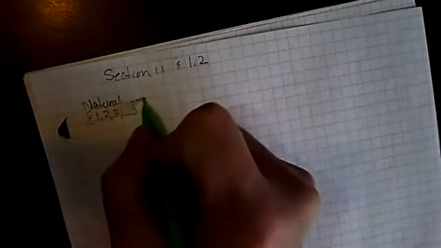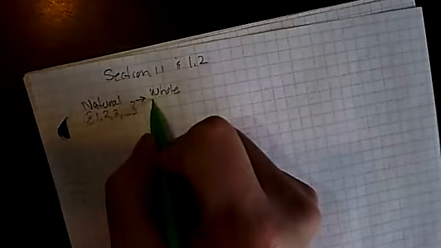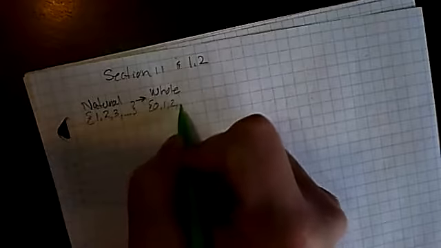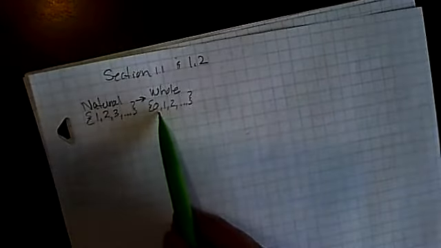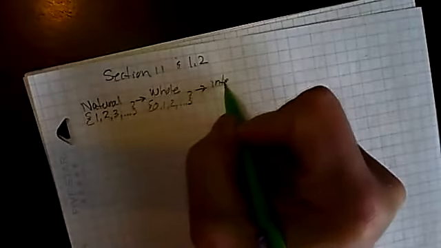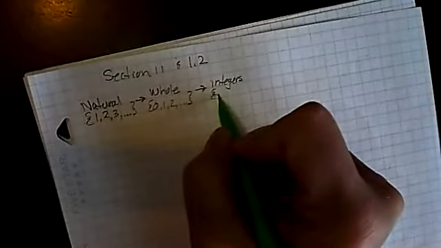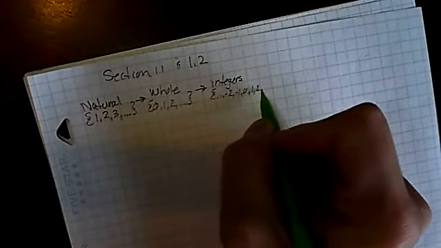All right, then we have whole numbers. And whole numbers are the same. They include all natural numbers, but they also include 0. So they are positive whole numbers, including 0. Then we have integers. We talk about integers quite a bit when we talk about domains, which we'll discuss later. So integers are positive and negative whole numbers, including 0.